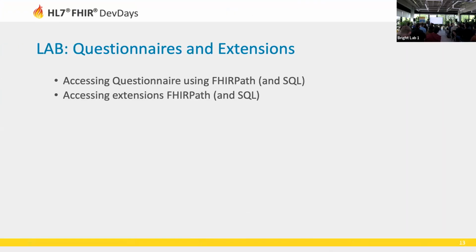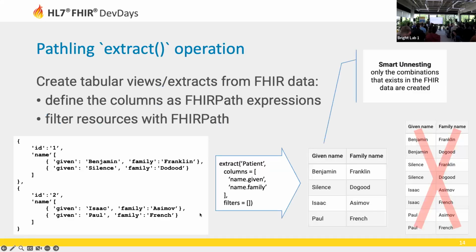Okay, so that essentially is all about the code. I just wanted to explain a bit more about the extract operation. Essentially, it allows us to create tabular views on FHIR data by defining the columns with FHIRPath expressions and using FHIRPath to filter resources and put them in the view. And I guess the most important feature of this is the way it combines the columns into rows. And it does it in a smart way. It means that it only produces combinations that exist in the FHIR data.